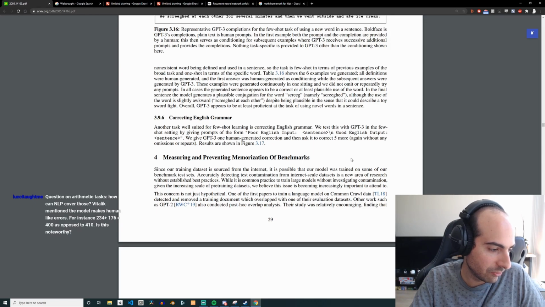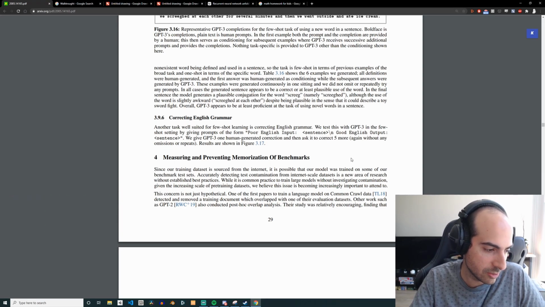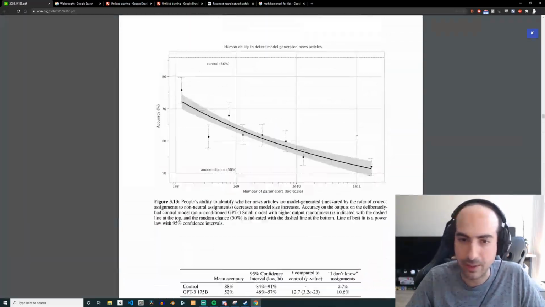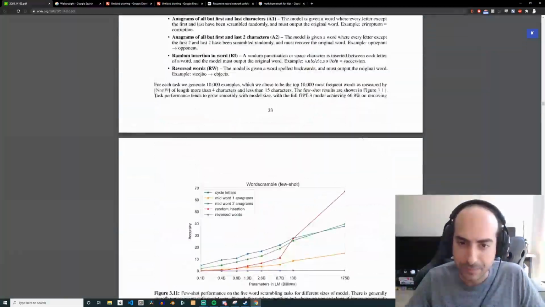Okay, so I have a question from Lucien. So, question on arithmetic tasks: how can NLP cover those? Vitalik mentioned the model makes human-like errors. For instance, 243 plus 176 equal to 400 as opposed to 410. Is this noteworthy? Yeah, so let's just go over the NLP task here.